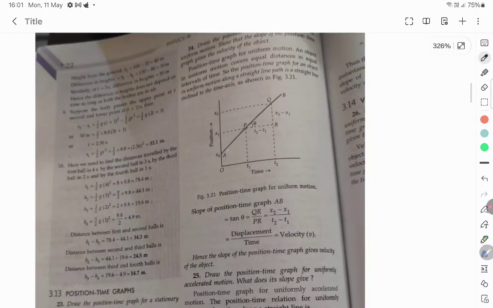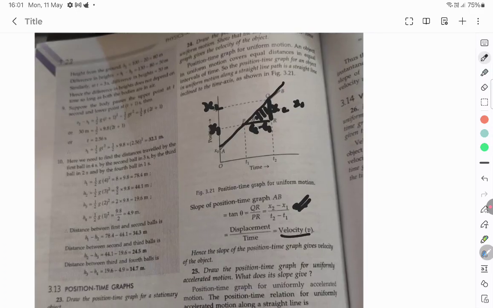Let's go next. Can you see, this is uniform motion, the body is moving from position x1 to x2. So the opposite side is x2 minus x1, the adjacent is t2 minus t1, and the slope, tan theta, will give you velocity. So velocity is displacement by time, which is x2 minus x1 by t2 minus t1. We call it average velocity too.